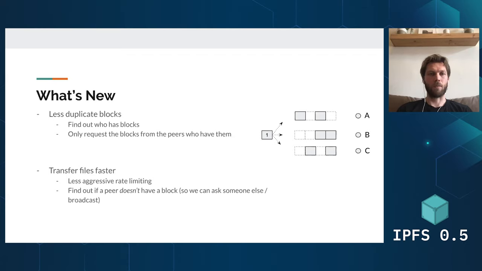And secondly, you should expect files to get transferred faster. That's partly because we have a little bit less aggressive rate limiting. And it's also because when we find out if someone doesn't have a block, then we can go and ask everyone else, hey, do you have this block instead?